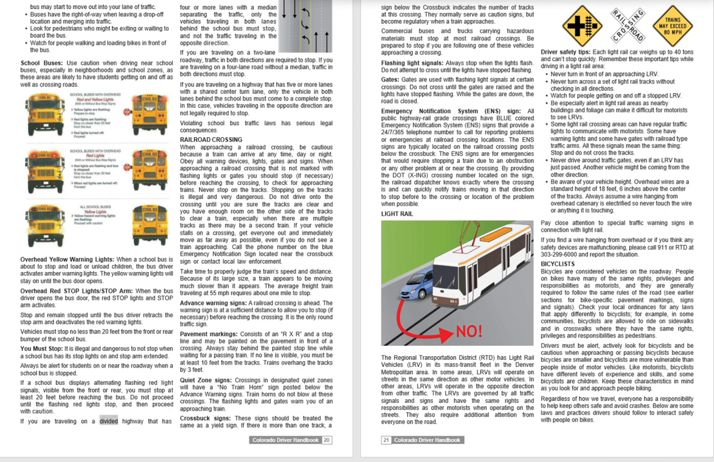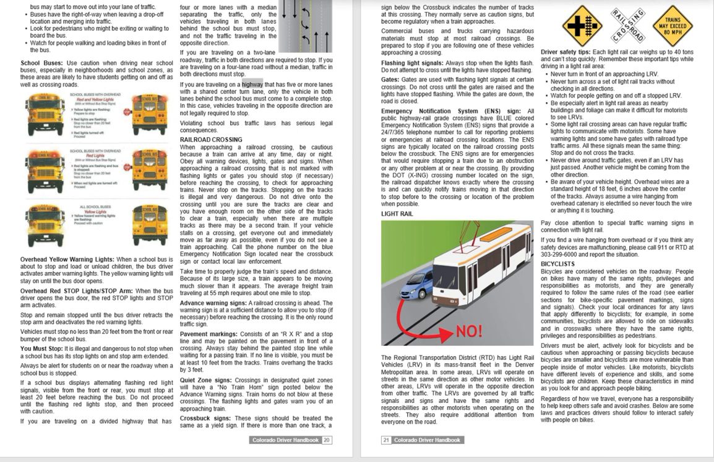If you are traveling on a divided highway that has four or more lanes with a median separating the traffic, only the vehicles traveling in both lanes behind the school bus must stop, and not the traffic traveling in the opposite direction. If you are traveling on a two-lane roadway, traffic in both directions is required to stop. If you are traveling on a four-lane road without a median, traffic in both directions must stop.